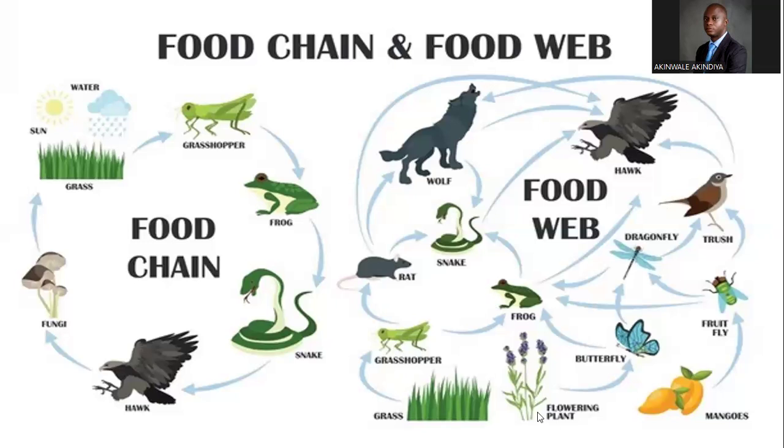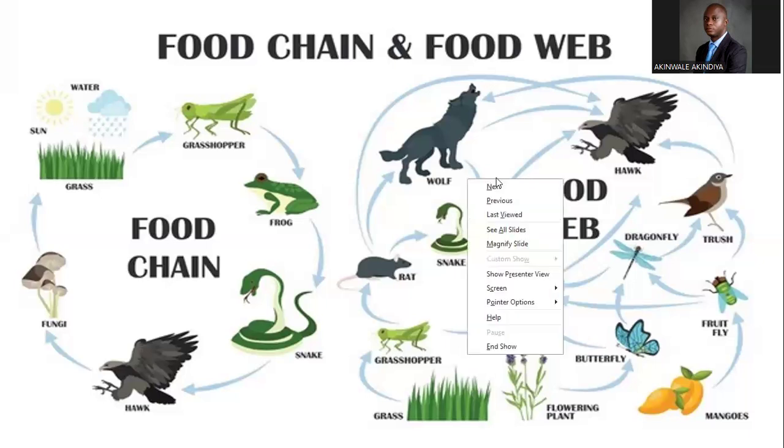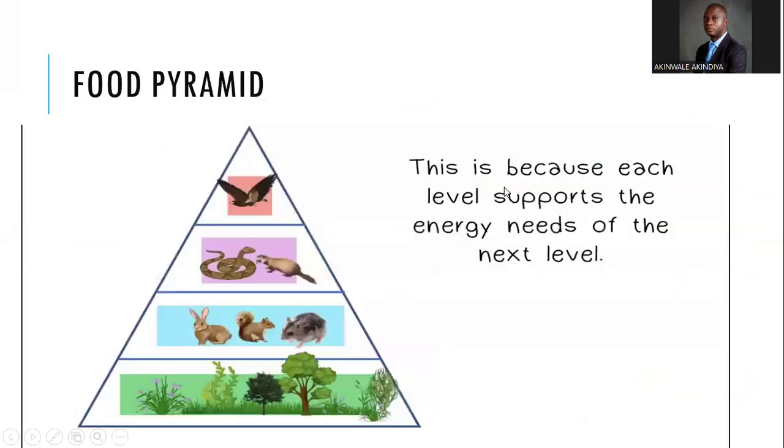Look at flowering plants. Butterflies can actually feed on the nectar of the flowering plants. Frogs can eat the butterfly, and so on, and hawk can pick up the frog. So you are now having multiple food chains combined together to make up the food web. That's the difference between food chain and food web. Food web is simply a combination of multiple food chains.